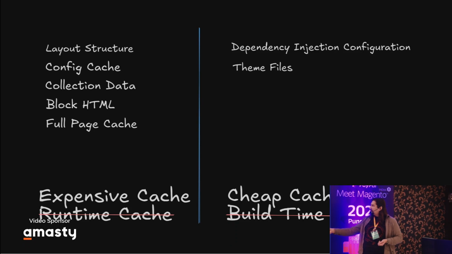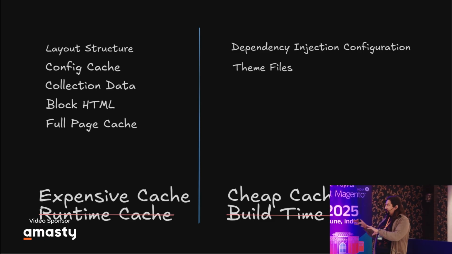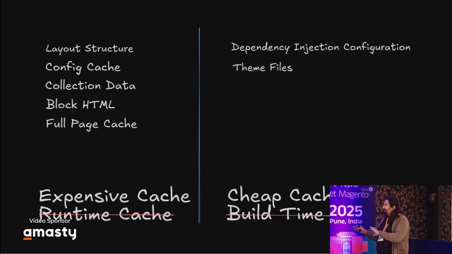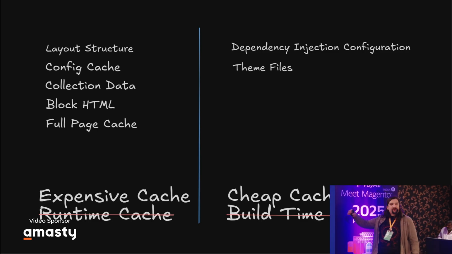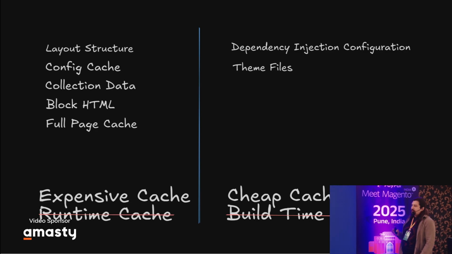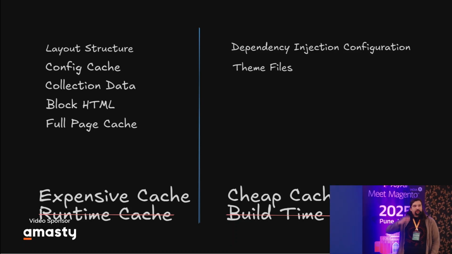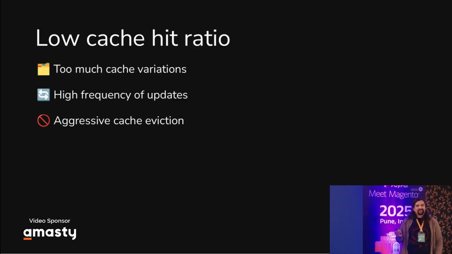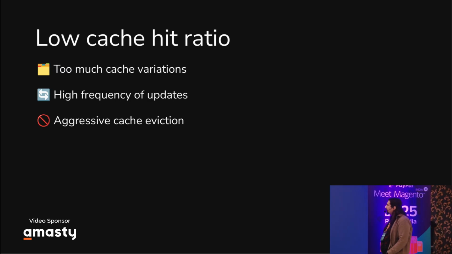I'm a big opponent of collection data cache and block HTML cache. Today we will learn why, and how we can actually do something about it without compromising performance. So we can get rid of this cache, and I'm going to show you a demo of it at the end of the presentation. One of the most common things when we talk about cache is having a low cache hit ratio, right? If we had a 100% cache hit ratio, everyone would love cache, right? Everyone knows we're going to have everything retrieved from some fast storage.